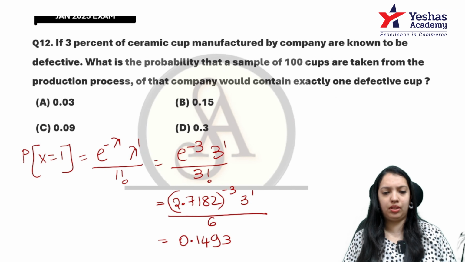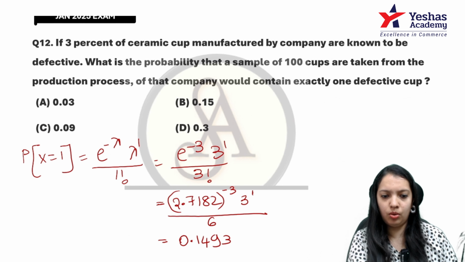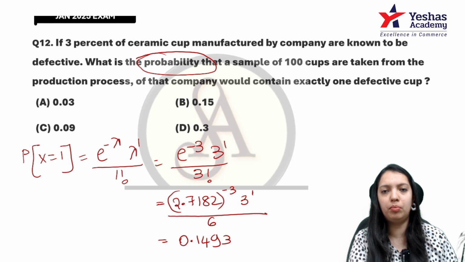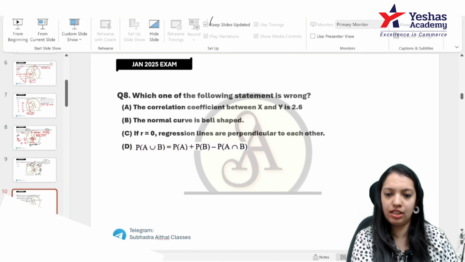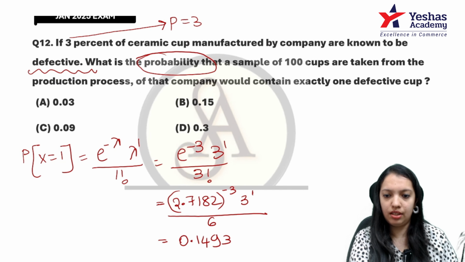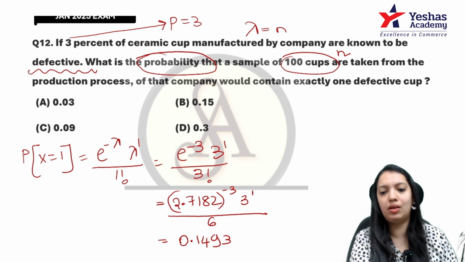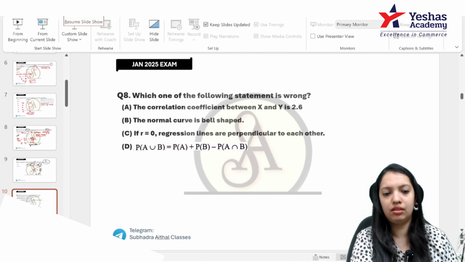Next question is about calculation of probability. Now this is a question from Poisson distribution. They have mentioned the word defective and p value is equal to 3%. Number of cups is equal to 100. So we can calculate lambda value as n into p, which is equal to 100 into 3%. Your answer will become 3.